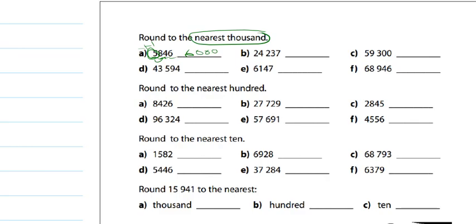So 5,846 is nearer to 6,000. Let's check the thousand here. Units, tens, hundreds, thousands. After the thousand, we have 200. 2 is a poor digit, so I can cancel all the right-hand side digits, and 4 will remain. So I have here 24,000.